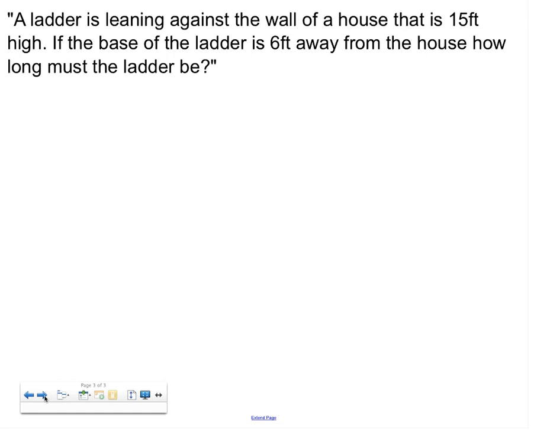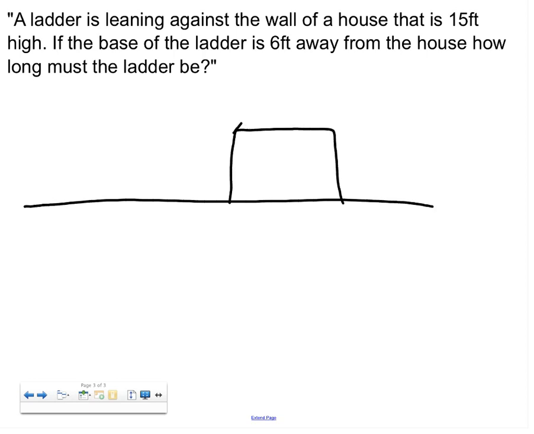Well, this will help if we draw a quick picture here. And you don't need to be the best artist. I'm certainly not. So we're going to draw a quick house. Here's our house. There's our roof. And it says the wall of the house is 15 feet, so I'm going to label this house here 15 feet. And it says we have a ladder leaning against it, presumably towards the roof. So I'm going to draw a ladder here that would reach the roof of the house.